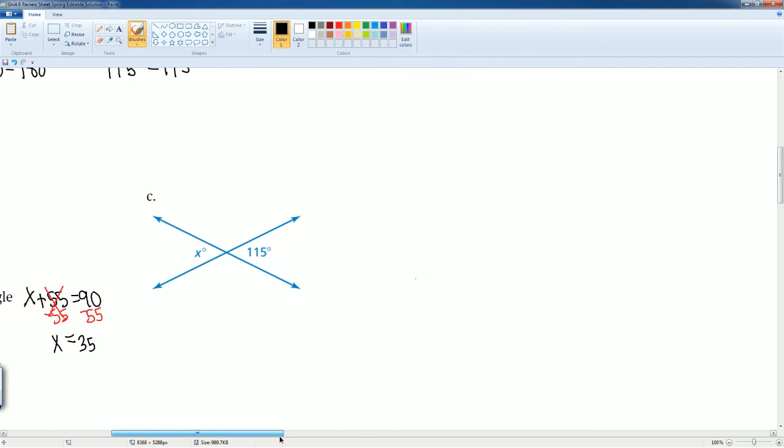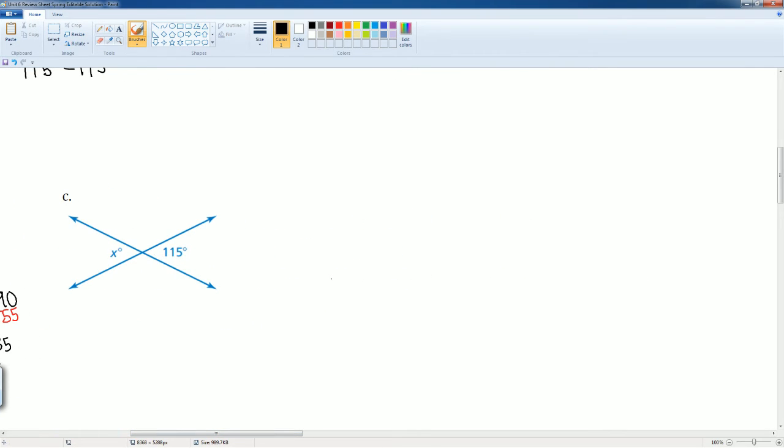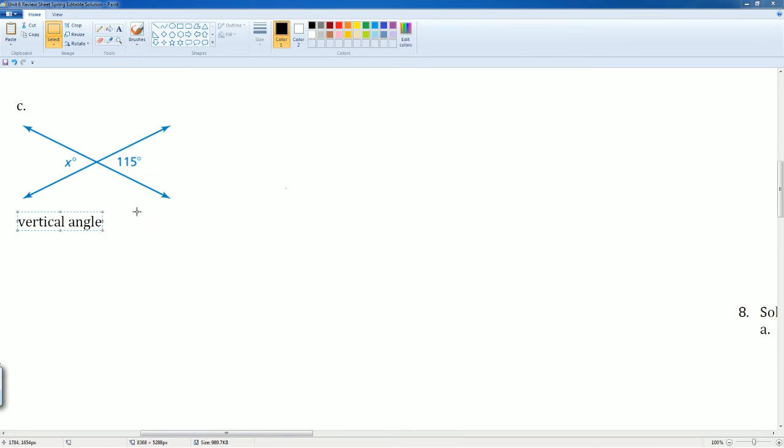Then we have C. What is the relationship between these two angles? We would say that they are vertical angles. Vertical angles means that the two angles are congruent. They are the same value because they are reflections of each other. So we can just set up the equation that x is going to be equal to 115. That equal sign is because they are congruent, which means they are the same. Equal, congruent, and the same are the words that describe this.